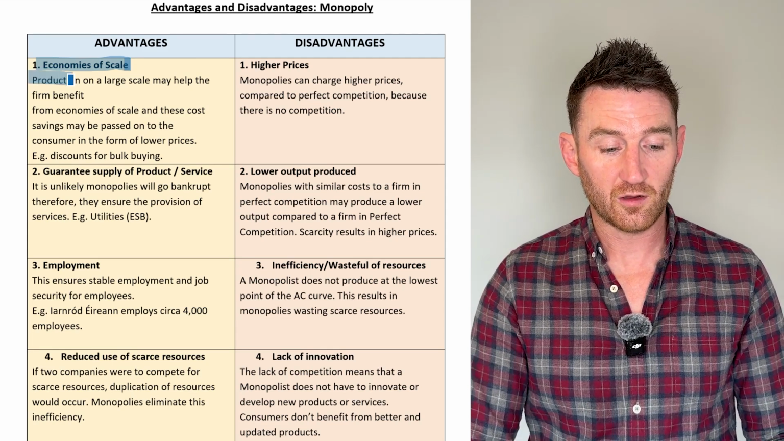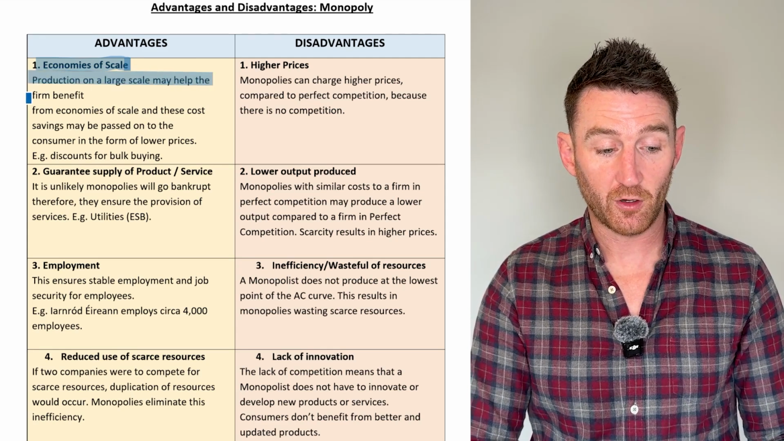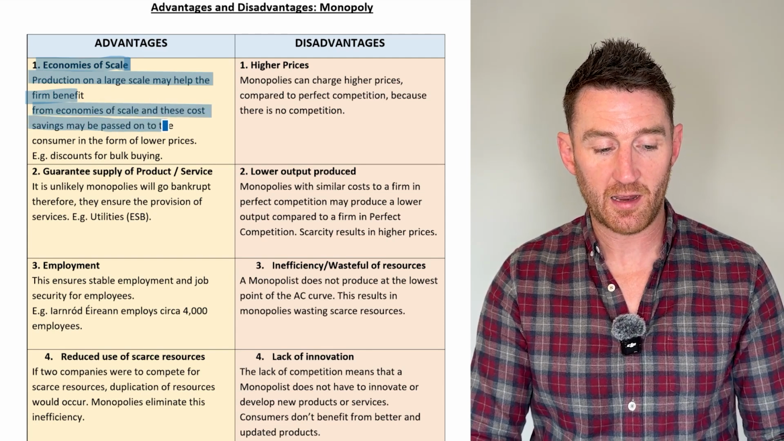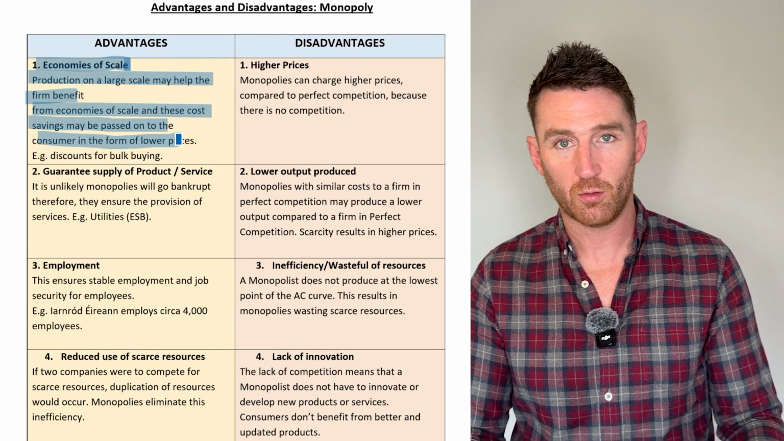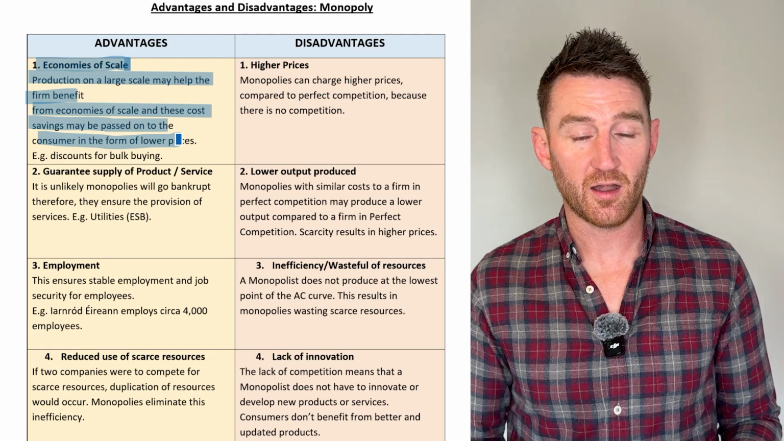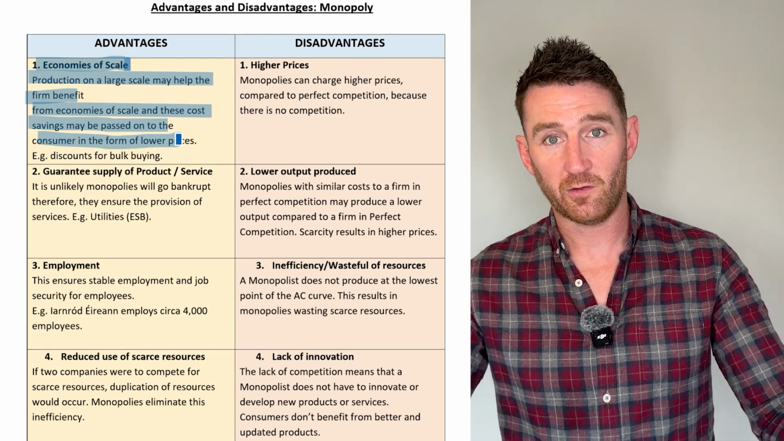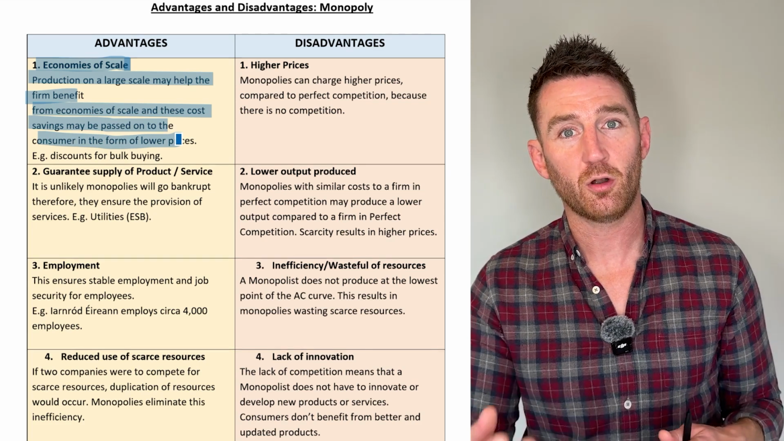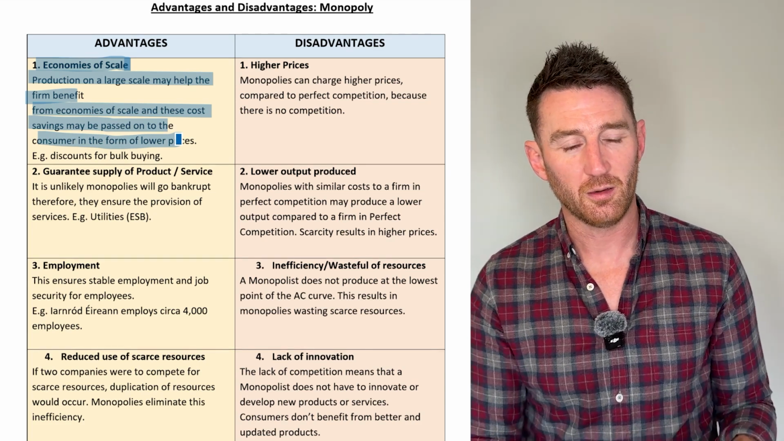So production on a large scale may help the firm benefit from economies of scale, and these cost savings may be passed on to the consumer in the form of lower prices. It just gives an example there of economies of scale: bulk purchasing, buying a lot of raw materials in bulk. Because you're buying a lot of them, you get a good discount, which means per unit that you produce, it costs you a little bit less, right?